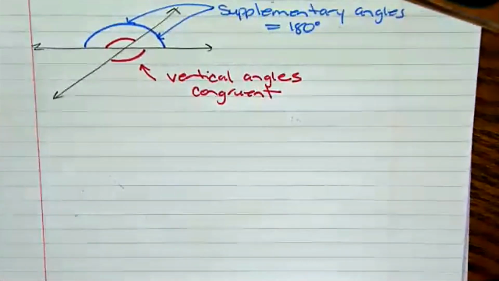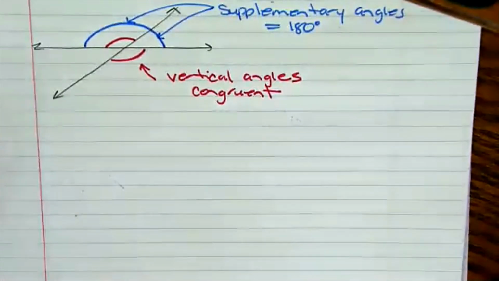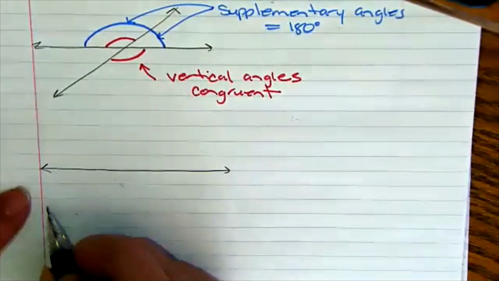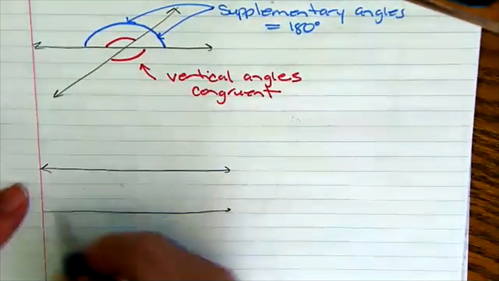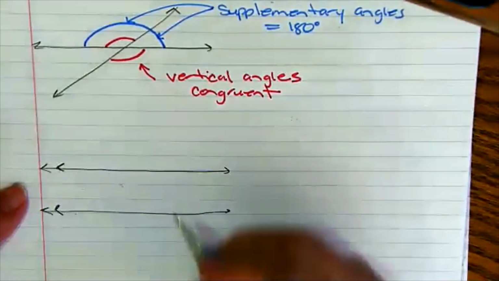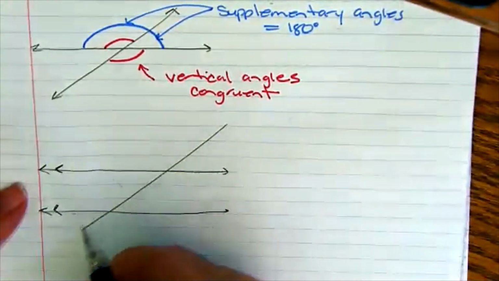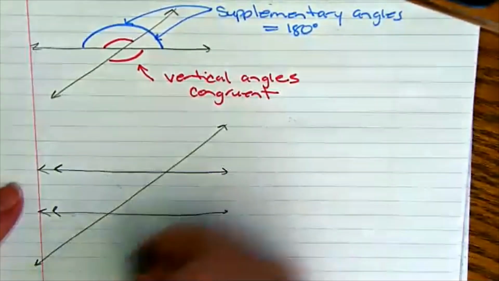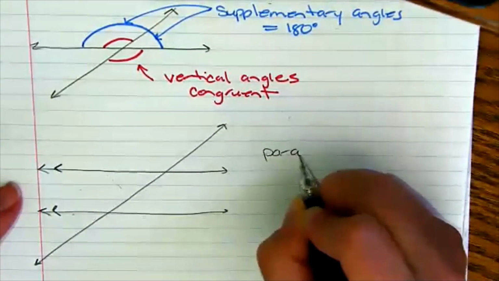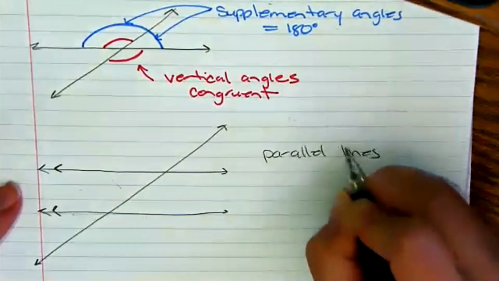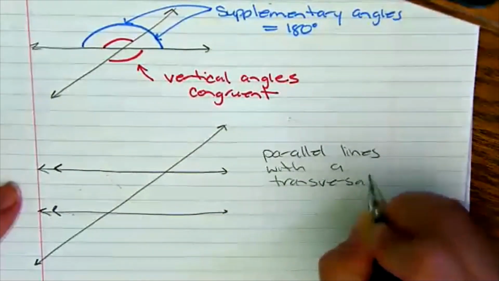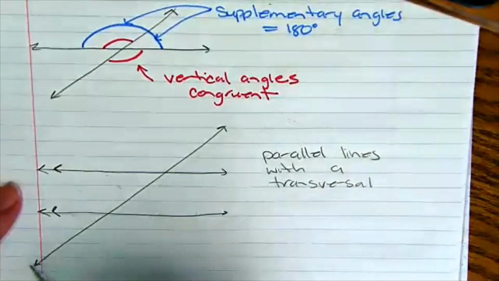Now, we're going to be doing something a little bit different today. We have parallel lines, and we have a line going through them. This is called a transversal. So when we see something like this, it is called parallel lines with a transversal.